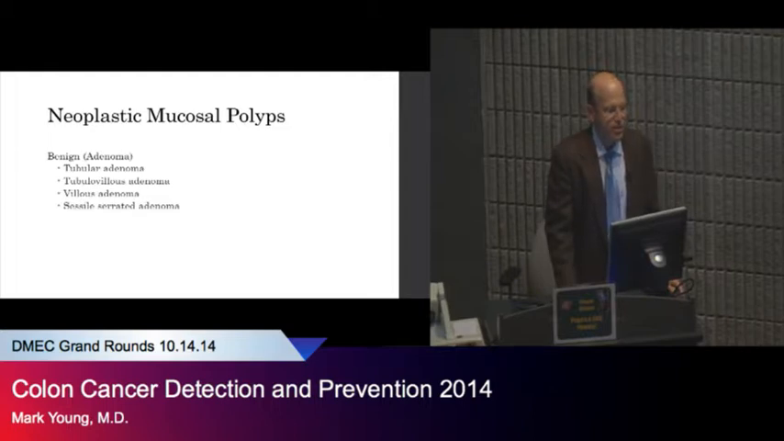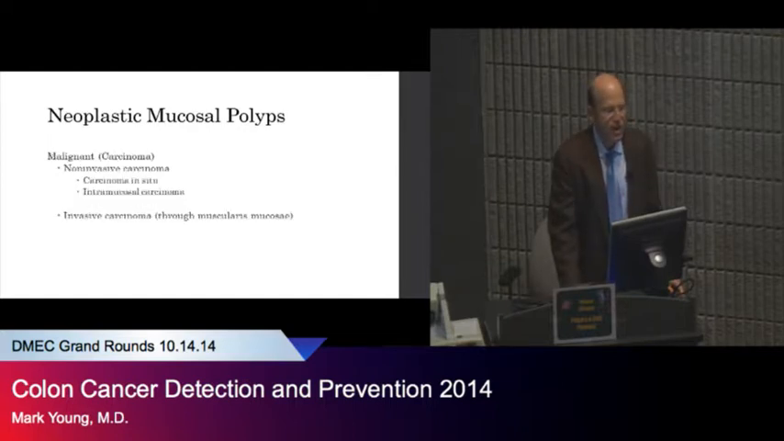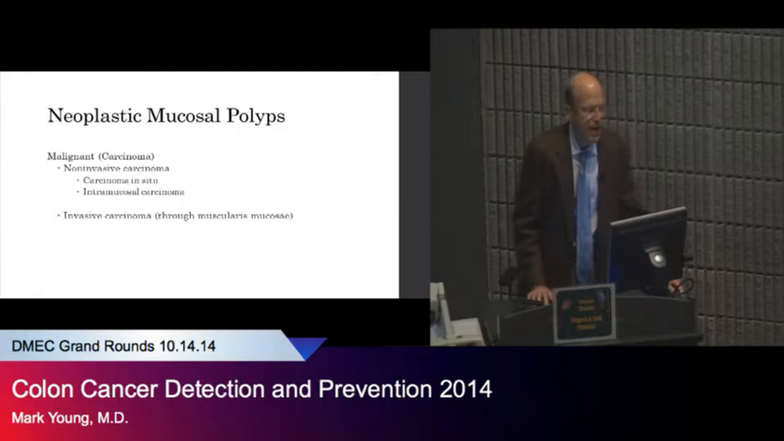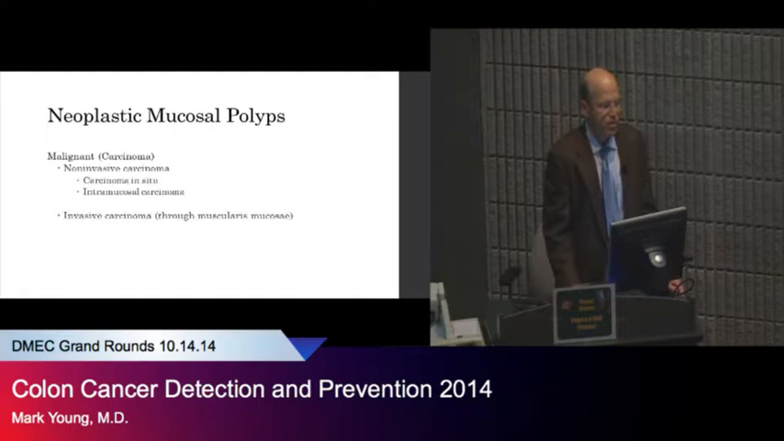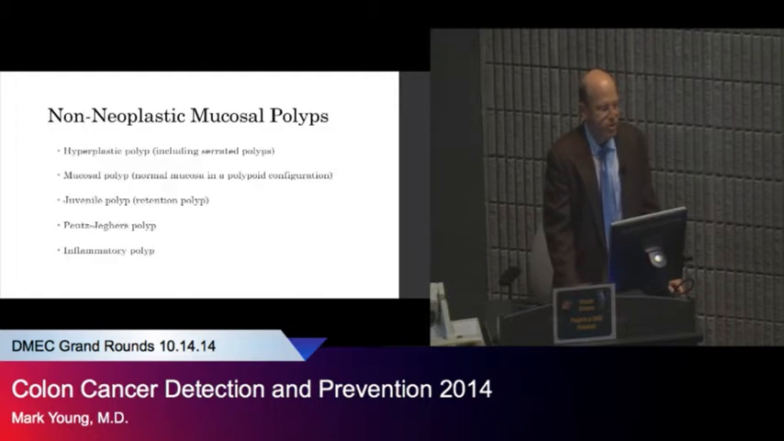time on this. But the benign polyps that have precancerous or cancer potential include tubular adenomas, tubulovillous adenomas, villous adenomas, and the worst actors in the bunch, the sessile serrated adenomas. So these are all the bad guys that if you don't take out of the colon can turn into colon malignancy. Now, if you have a polyp, what can happen in that polyp, especially if it's a pre-malignant, pre-cancerous polyp? You can have carcinoma in situ, or you can have intramucosal carcinoma, or you can have invasive carcinoma that spreads through the muscularis mucosa.